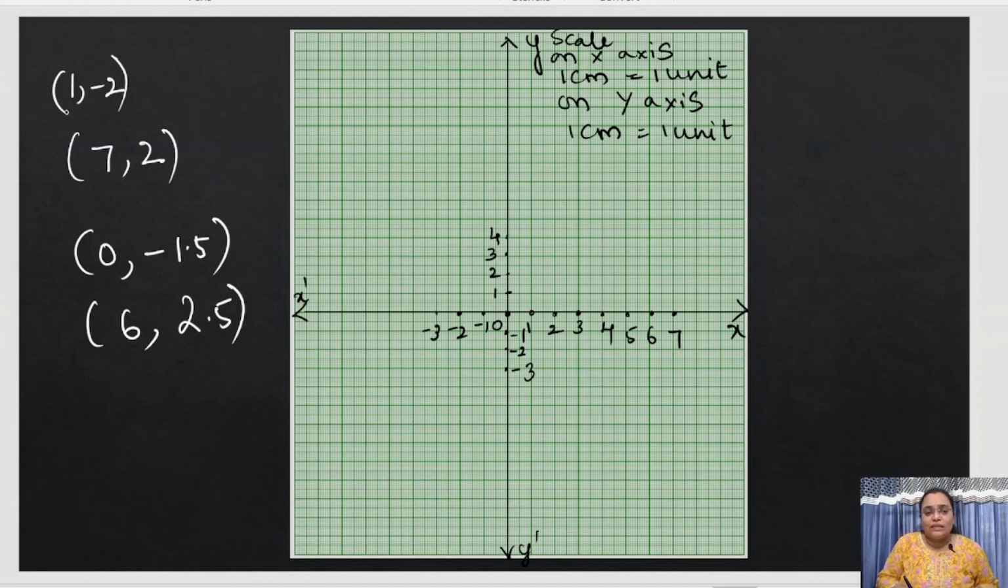So the first one is 1 and minus 2. So 1 on the x-axis and minus 2 on the y-axis, which is this one. Okay. The next one is 7 and 2. 7 on the x-axis and 2 on the y-axis, which is here. Okay. Now let us join these 2 points.